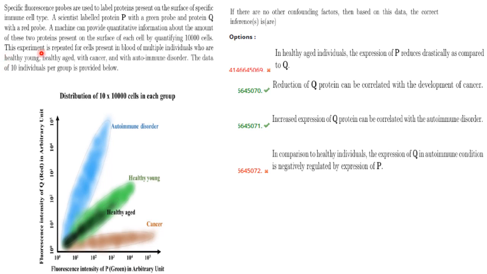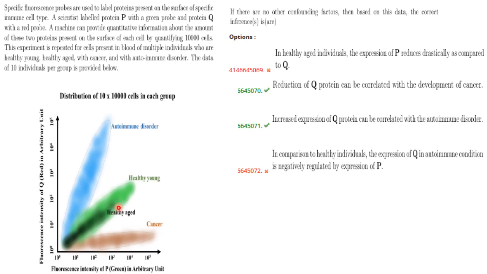This experiment is repeated for cells present in the blood of multiple individuals who are healthy young, healthy aged, with cancer and with autoimmune disorder. The data of 10 individuals per group is provided below. If there are no other confounding factors, then based on this data, the correct inferences is or are. First one, in healthy aged individuals, that is over here, the expression of P reduces drastically as compared to Q.